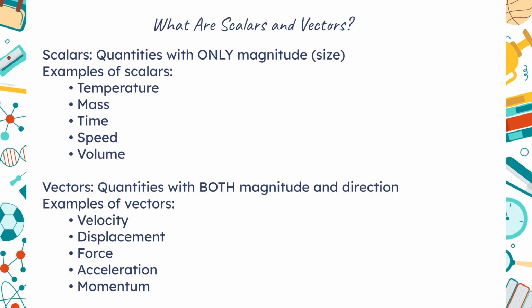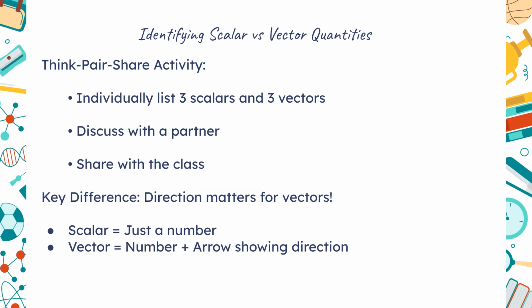Vectors, on the other hand, have both magnitude and direction. Examples of vectors include velocity, displacement, and force. The key difference between scalars and vectors is that direction matters for vectors. A scalar is just a number, while a vector is a number accompanied by an arrow showing its direction.